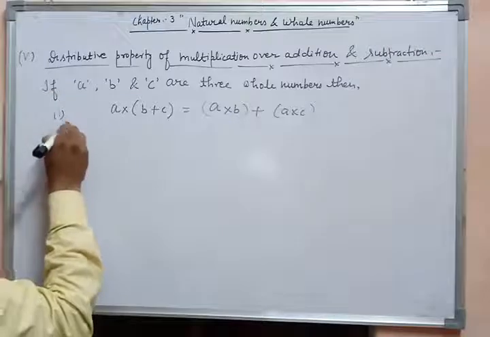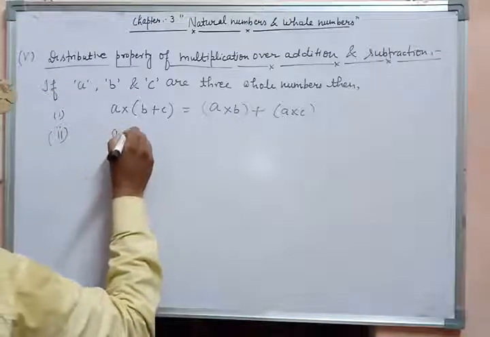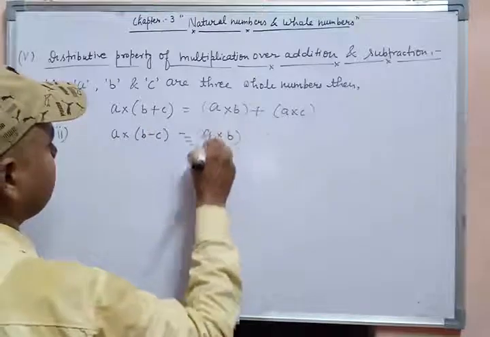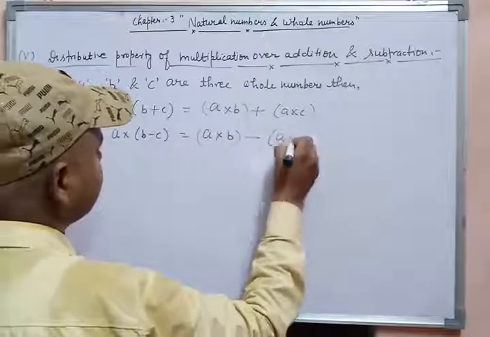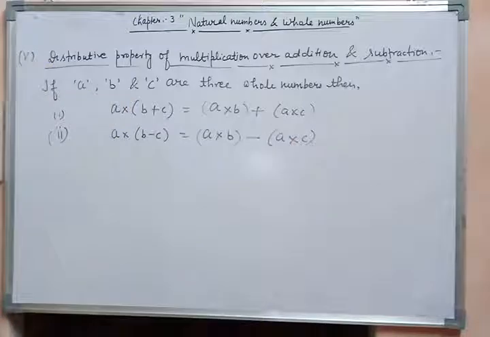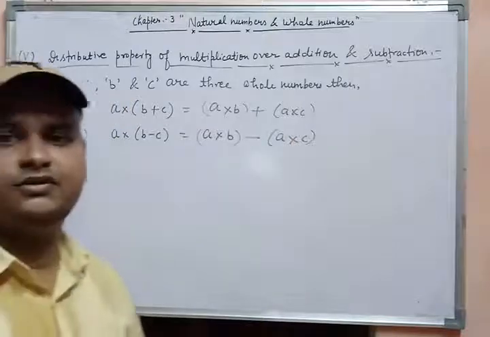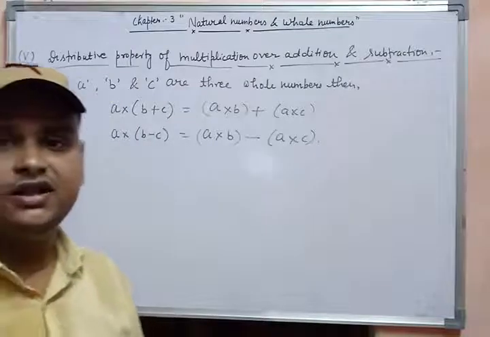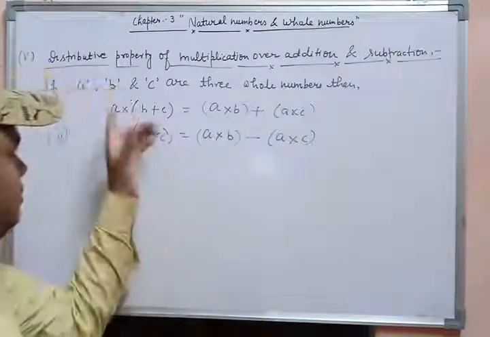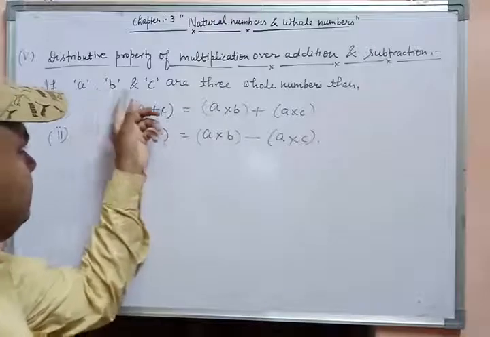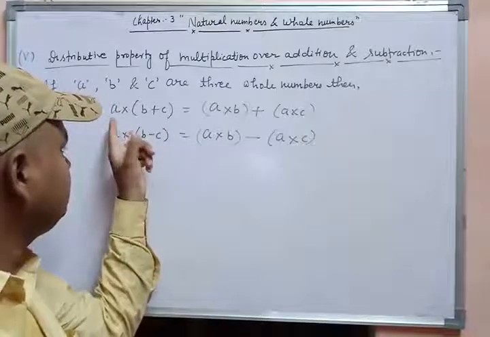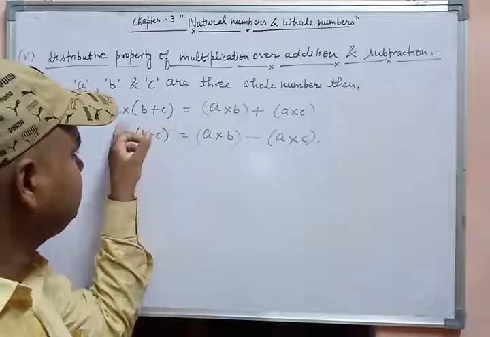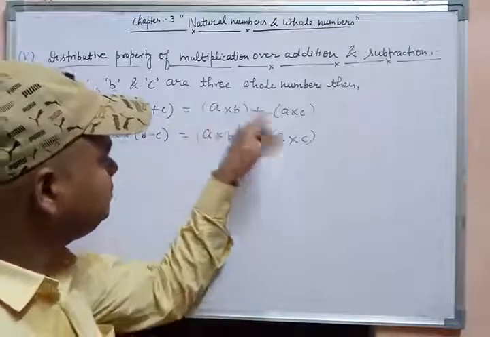Also we can write for subtraction that A into B minus C is equal to A into B minus A into C. So students, this is the last property of this concept, the distributive property of multiplication over addition and subtraction. In this property, if we take three whole numbers, then a into b plus c is equal to a into b plus a into c.